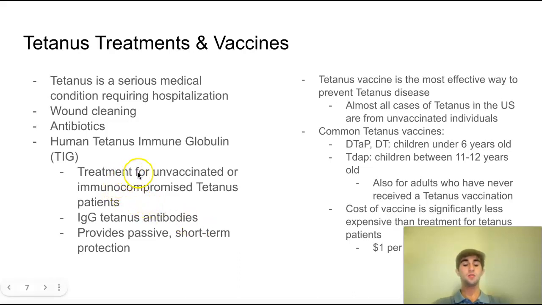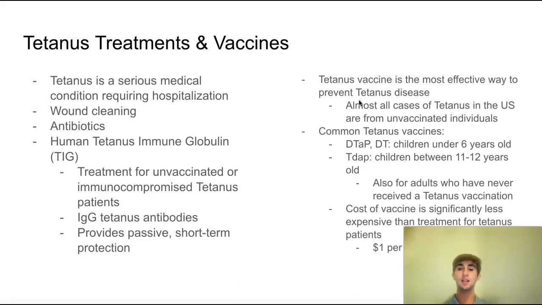Typically, that'll be given to people who never had the tetanus vaccine or people who are immunocompromised and they can't produce those antibodies. The tetanus vaccine is the most effective way to prevent tetanus disease. Almost all the cases of tetanus in the U.S. are from unvaccinated individuals.